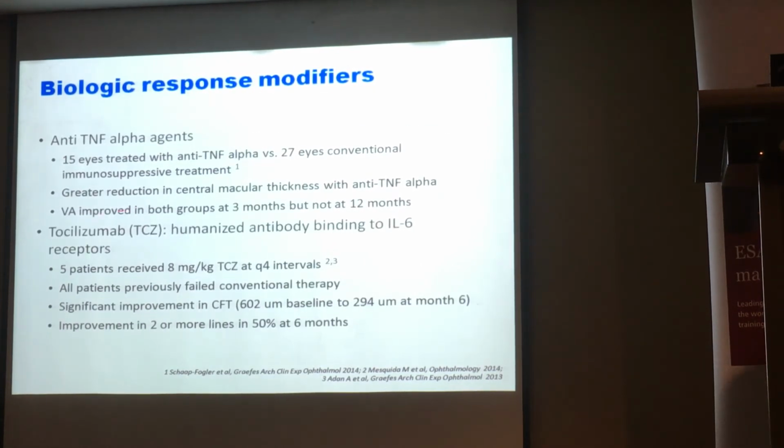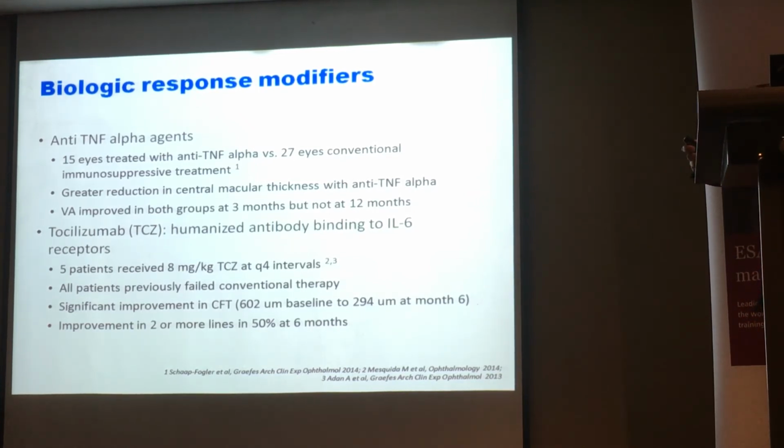And then finally, anti-TNF. Okay? Anti-TNF as a whole, 15 eyes treated, 27 eyes conventional treatment. Visual acuity improved only at 3 months, but not at 12 months. So it does not seem to match our intravitreal treatments, either steroid or anti-VEGF.